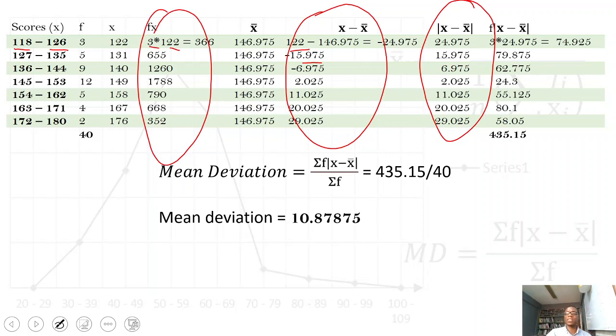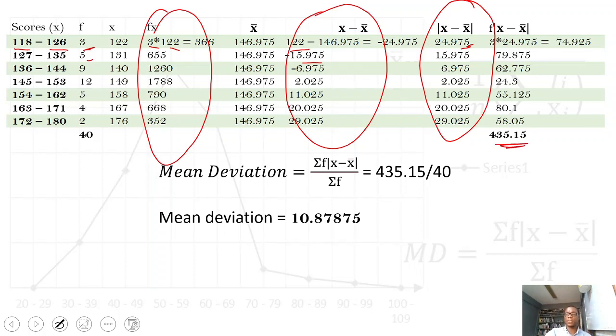When that is done, we will now need to multiply the frequency by the absolute differences that we have, and so that's how we will compute the last column here. To do that, we will say f, that is the frequency for that class. In this case, the frequency is 3. We will multiply that by 24.975, and that gives us 74.925. We will do the same thing for the second column. 5 times 15.975, that gives us 79.875.